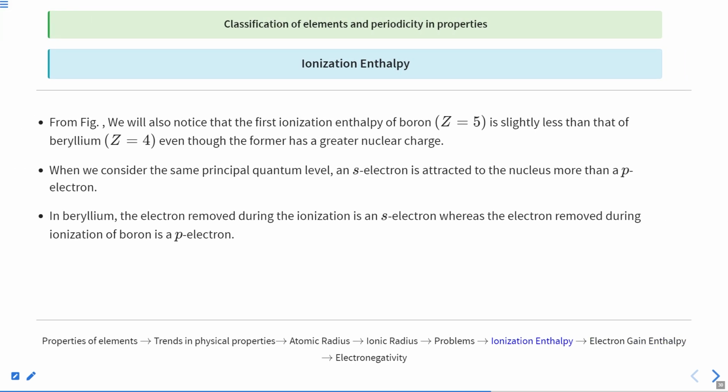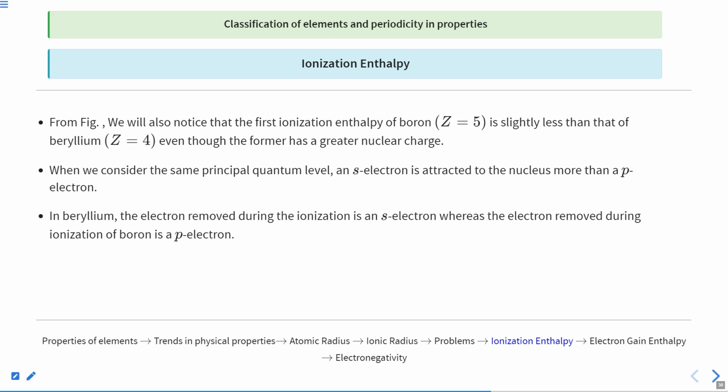We will also notice that the first ionization enthalpy of boron, Z equals 5, is slightly less than that of beryllium, even though the former has a greater nuclear charge. So we can say that an s electron is attracted to the nucleus more than a p electron. So this is the reason.